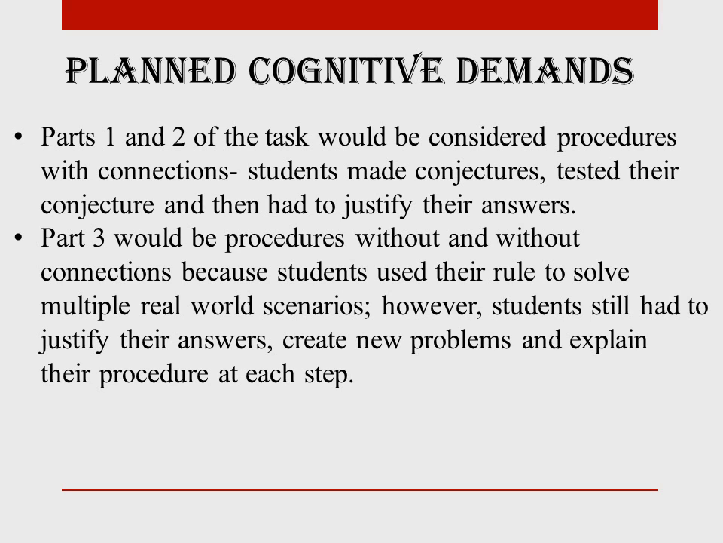Part 3 was the scenario with the distance of the planets and the movie theater revenue. Some of that would be procedures without connections. Excuse me, I have without and without on here again, but it should be with and without, because part of it is still they're doing the same thing over and over again, which will make it without connections, but still they're having to explain why they did what they did, justify why they did it. They're still creating new problems. They are taking problems and converting back and forth.